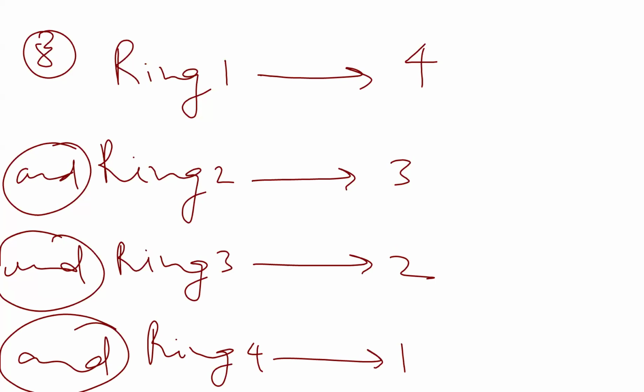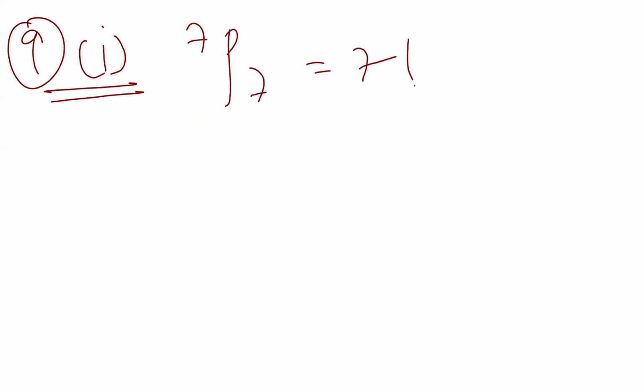Question number 9, sub question 1. In how many ways can 7 books be arranged on a shelf if there is no restriction? So this is pure arrangement. 7 books and 7 places. 7P7, 7 factorial ways. You can also use the box method. Second one is quite tricky.